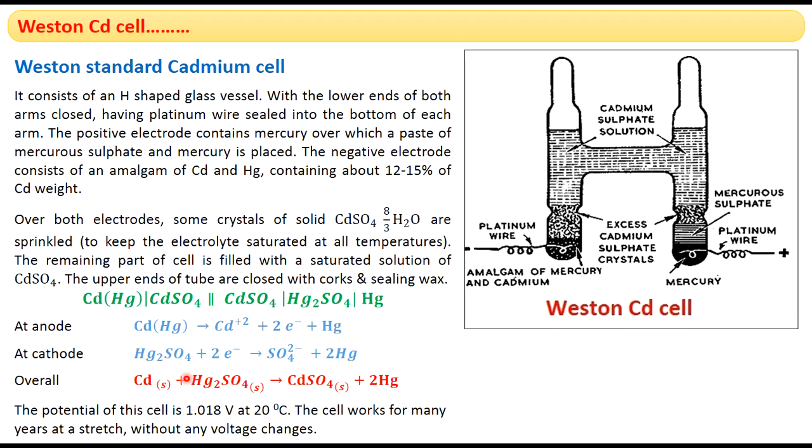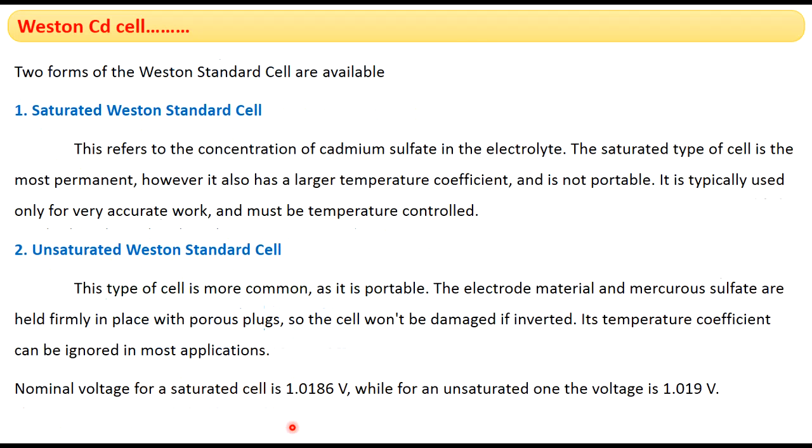This is the overall reaction in the Weston standard cadmium cell, and this cell produces a potential of 1.018 volts at 20 degrees centigrade. The cell works for many years at a stretch without any voltage changes. That means it produces a constant EMF. Two forms of Weston standard cell are available: the saturated Weston standard cell and the unsaturated Weston standard cell.